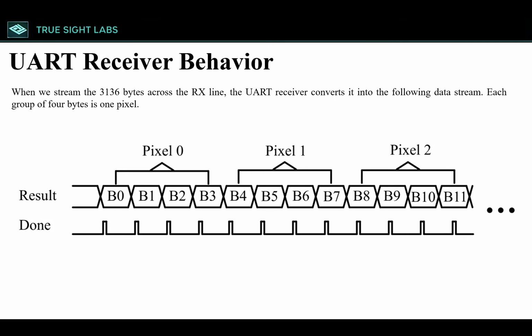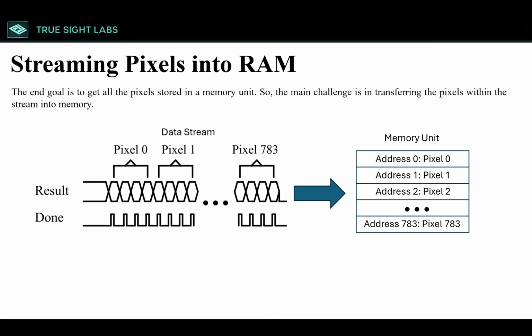When we stream the 3,136 bytes across the RX line, the UART receiver converts it into the following data stream. Each group of 4 bytes is 1 pixel. The end goal is to get all of the pixels stored in a memory unit, so the main challenge is in transferring the pixels within the stream into memory.